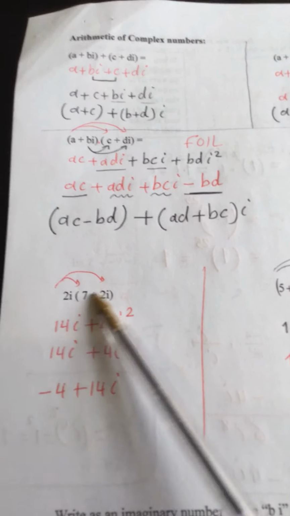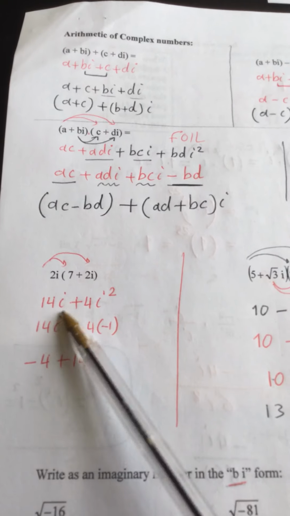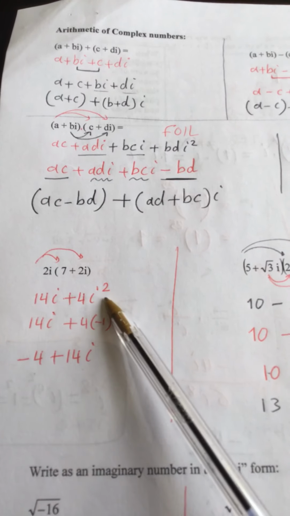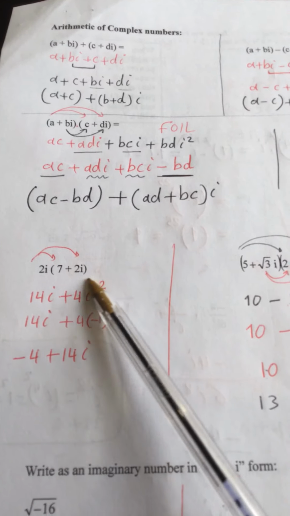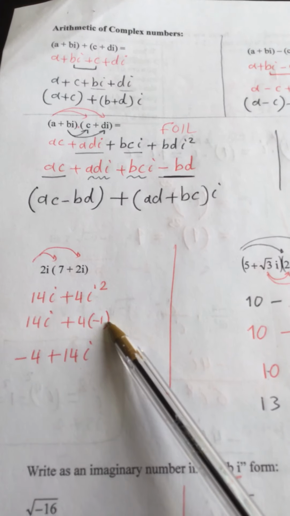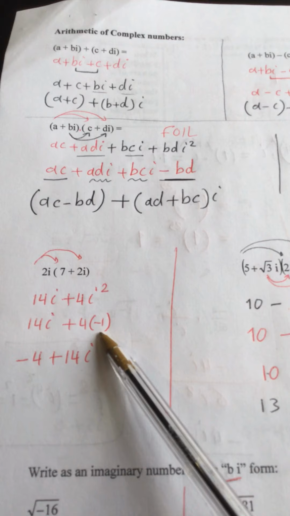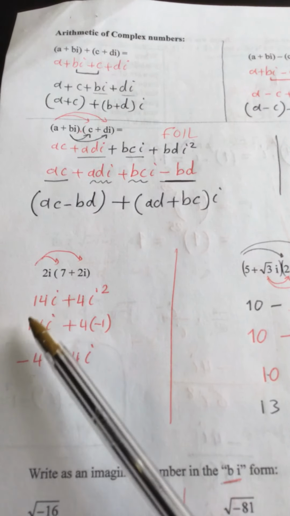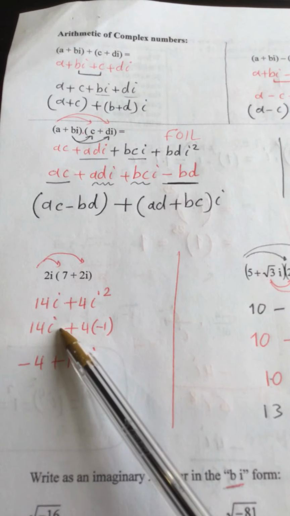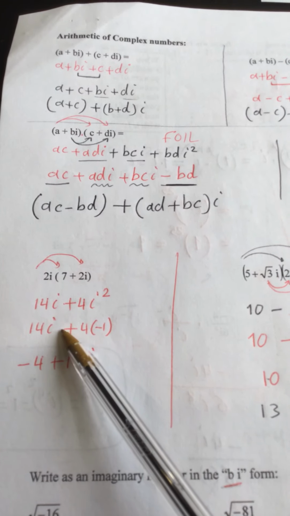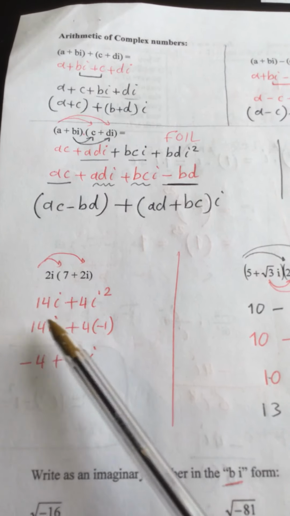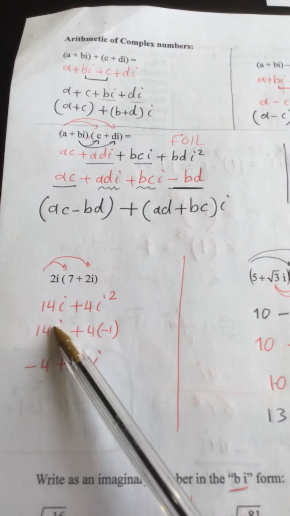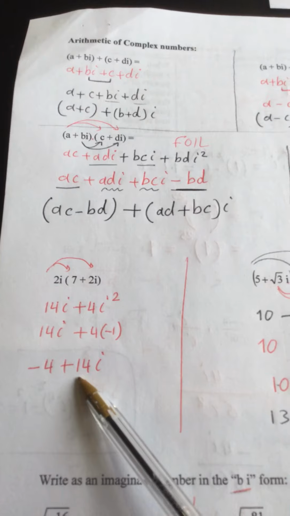So 2i times 7 is 14i. 2i times 2i is 4i squared. But i squared is negative 1, so 4 times negative 1 is negative 4. Then here we have 14i. Always in a complex number we write the real part first, then the imaginary part second. So negative 4 first, then 14i.